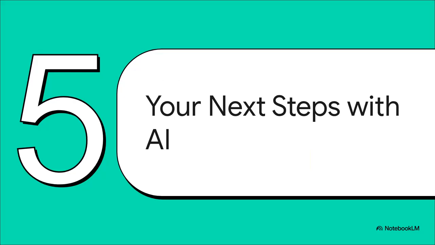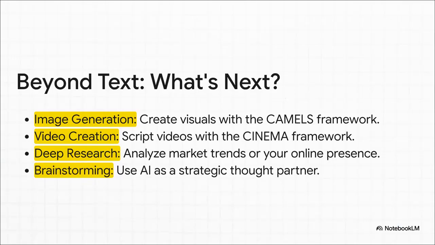Okay, let's move to section 5, your next steps with AI. Because mastering text generation is really just the beginning. Once you have this foundation down, you can start exploring some even more powerful ways AI can totally transform other parts of your business. You can use AI to generate images for social media. You can use it to script your videos for Instagram Reels or TikTok. You can have it do deep market research for you. You can even use it as a strategic partner to brainstorm your entire business plan. Each of these things has its own framework, like Camels for images or Cinema for video, but they all build on the same principles we've just covered.